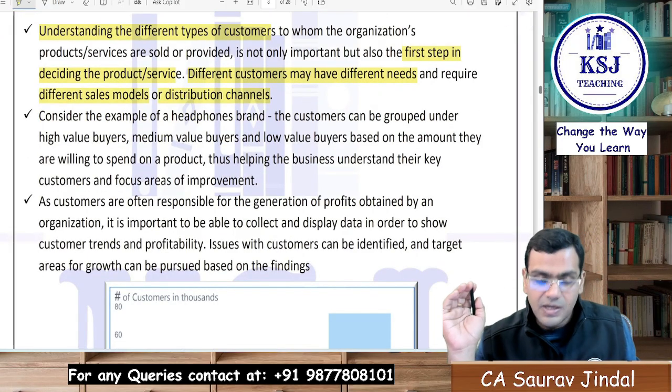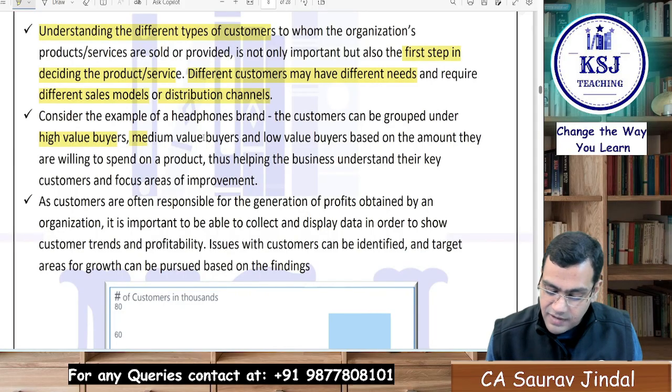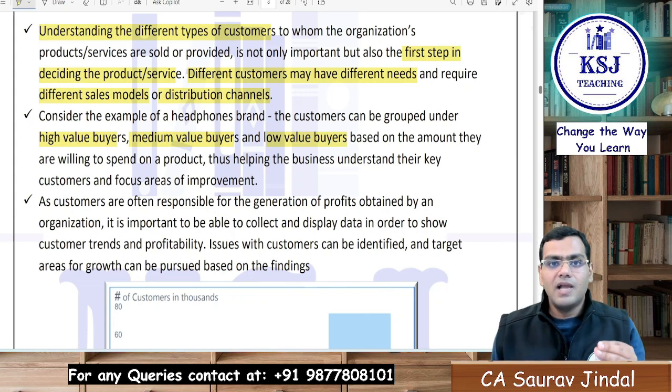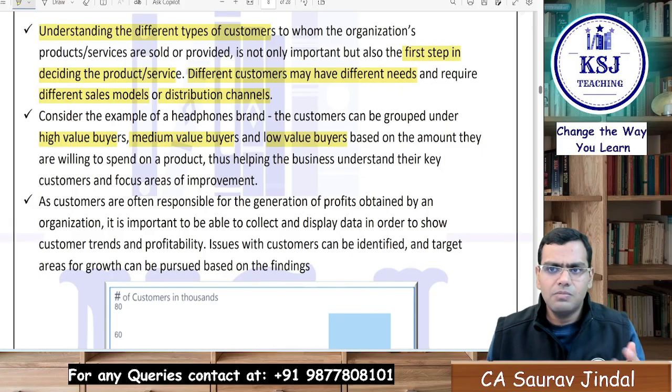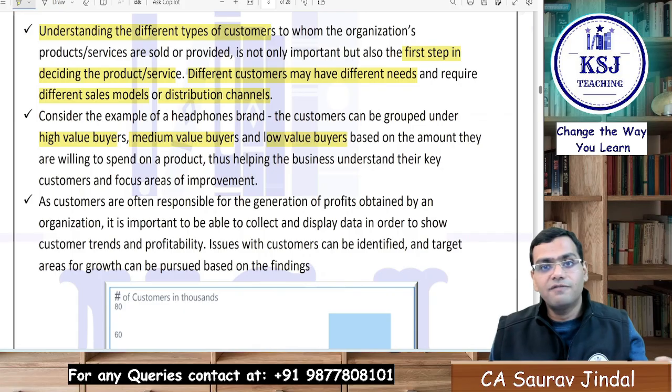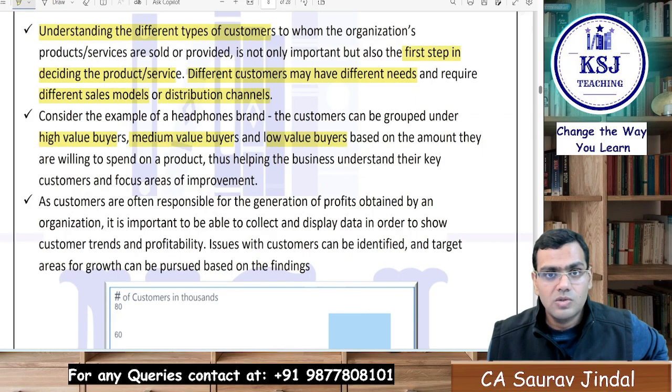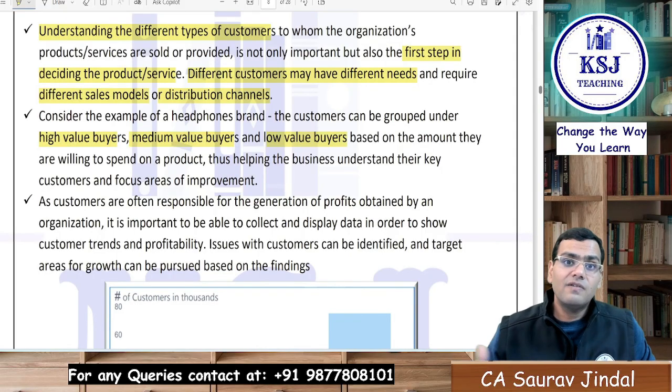Consider the example of a headphones brand. The customers can be grouped under high value buyers, medium value buyers, and low value buyers based on the amount they are willing to spend on a product. So that particular brand will have to manufacture headphones catering to all the categories. For example, boAt, Mr. Aman Gupta, they are manufacturing products catering to different categories. There is a smartwatch costing 1500, and there is a smartwatch costing maybe 6, 7, 10,000 also. So they are catering to every kind of customer.